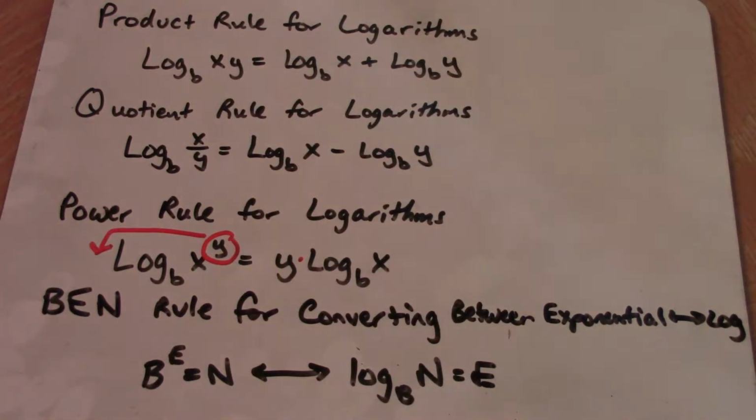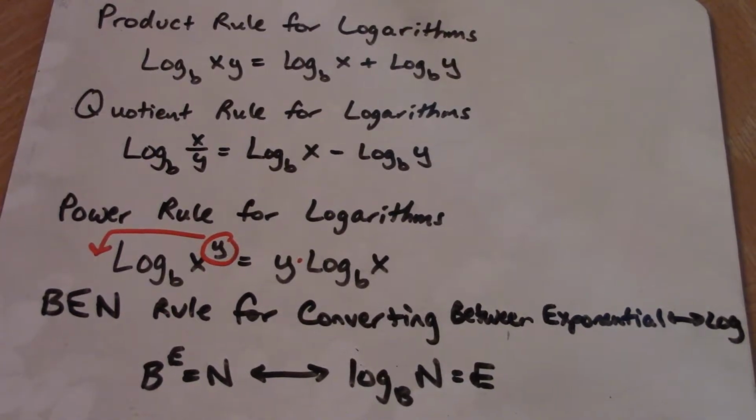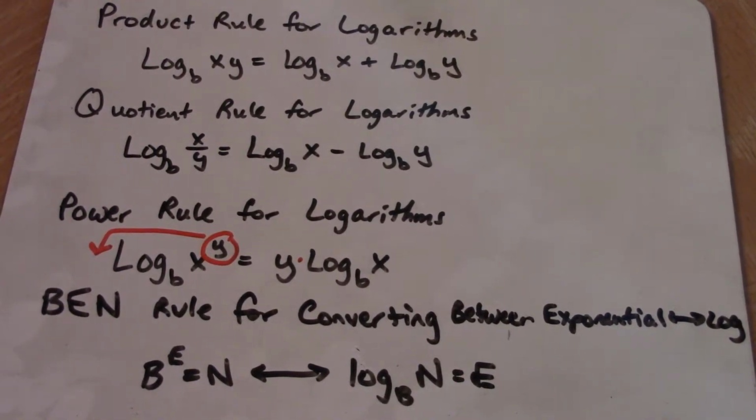Okay, ladies and gentlemen, this is video number 4 for Algebra 2, finishing up the properties of logarithms notes. Here on the screen, once again, you'll see the properties of logarithms that we're working with. Those are the product rule, the quotient rule, the power rule, and the bin rule for converting between exponential and logarithmic forms. We will not use the bin rule as much in this particular video, as this video will cover how to solve logarithmic equations when there is a logarithm on both sides.